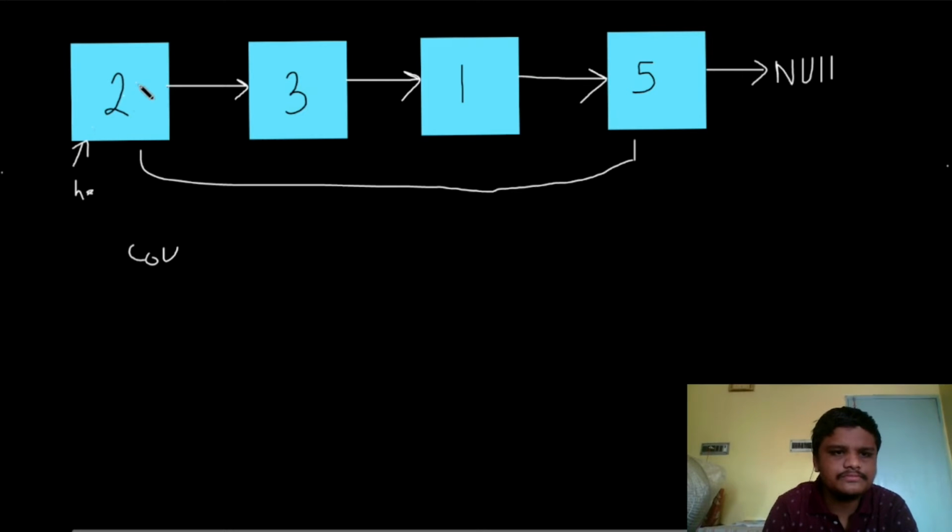Then we need to have a temporary variable, let's say ptr. This variable will currently be pointing to head, this element. And then we are going to move ptr equals ptr.next, doing this until our ptr becomes null.